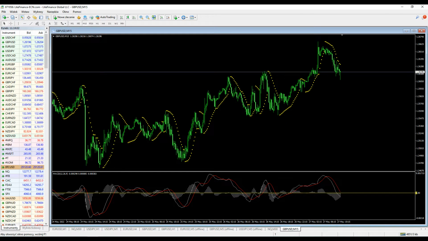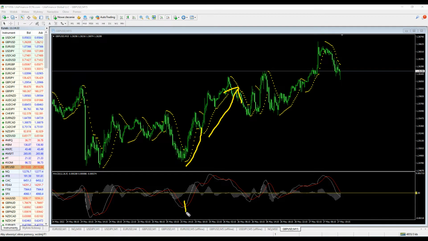Of course, if the Parabolic SAR is going to the upside, we are looking for a long entry, and we are looking for a long entry only when we have the MACD above the signal line, on the cross when it comes to the lines, as well as the cross when it comes to the histogram. I'm calling this the forest. So we have to have all these three things in place to try to trade.